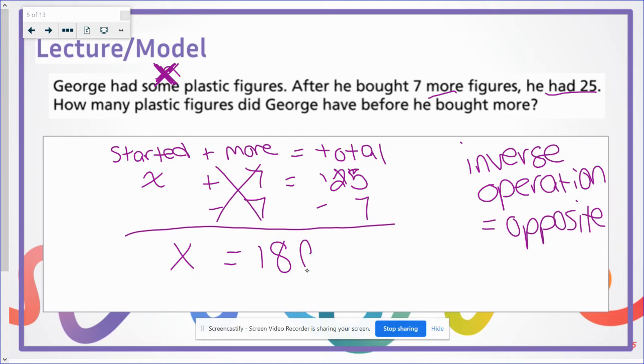So how many plastic figures did George have before he bought more? He had 18 figures. We found the solution for our variable by using what we call inverse operations or the opposite. The opposite of addition is subtraction. Since we added 7 to our starting point of x, we're going to undo that by subtracting. All right, let's look at another.